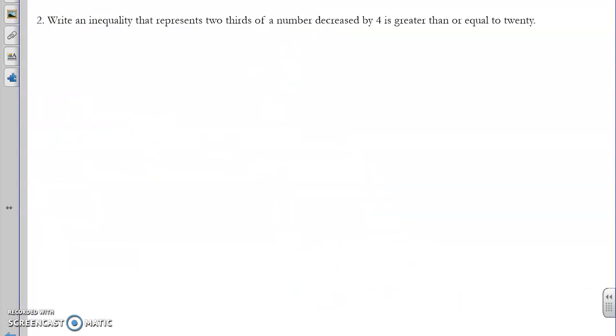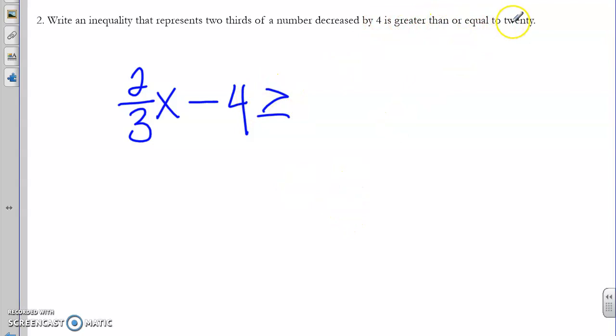All right, number 2, write an inequality that represents 2/3 of a number. So 2/3 x, because we don't know what that number is. Decreased by, that means to subtract, 4. Is greater than or equal to, so that's this way, 20. And that's all you have to do. You do not have to solve that one.